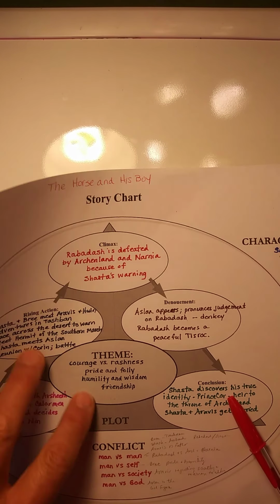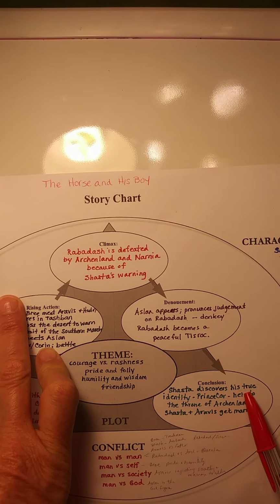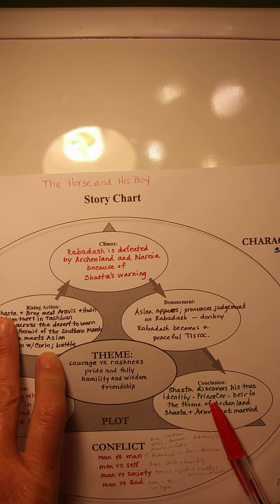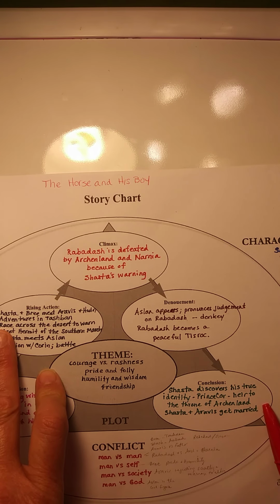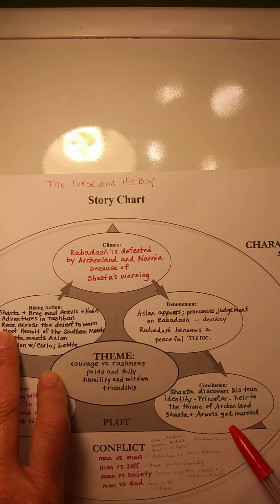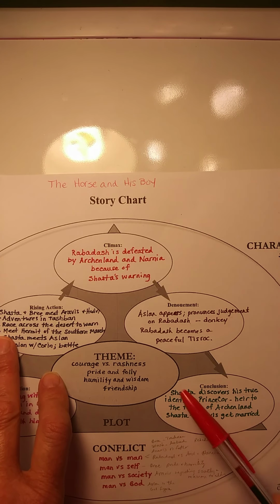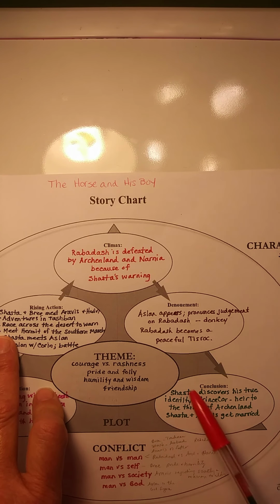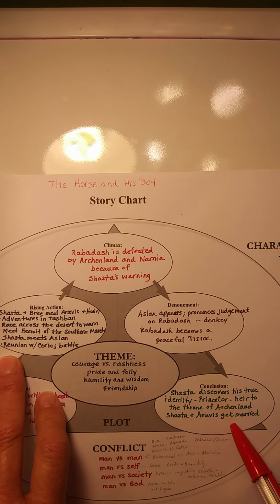And then for the conclusion, I've chosen that Shasta discovers his true identity, that he is Prince Kor, the heir to the throne of Archenland, and eventually he becomes king, and Shasta and Aravis get married and have a son, and everything's wonderful. So that is the end, the conclusion, as I've chosen it. You may choose to have your events in a little bit different order than I did. That's fine.